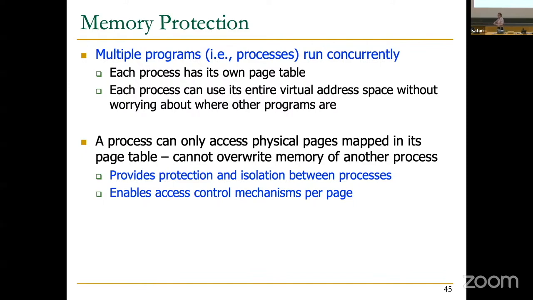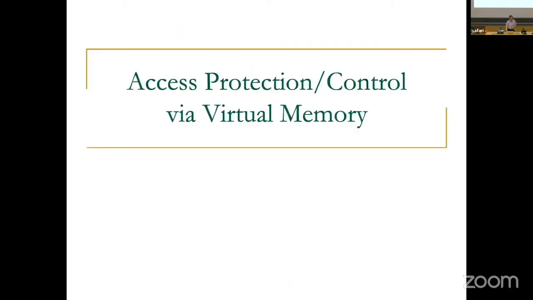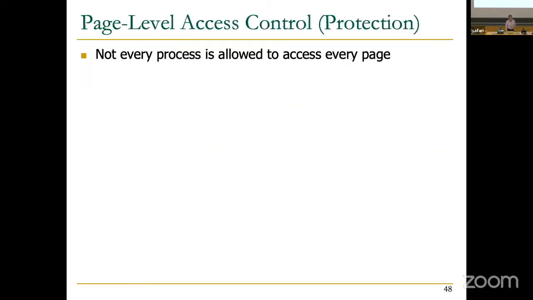If you don't want someone to write to some place and execute that data, which would be interpreted as instructions when you jump to it, you basically mark it as non-executable, right? So basically, you can enable access control mechanisms per page this way. Okay, so remember page tables per process. We've seen this. So essentially, access protection and control can happen also via virtual memory. And this is called page level access control or protection.